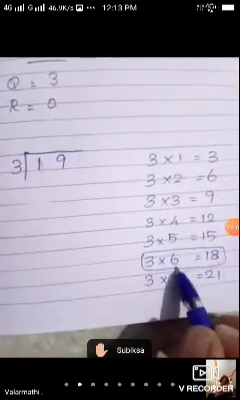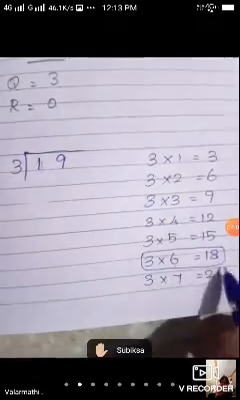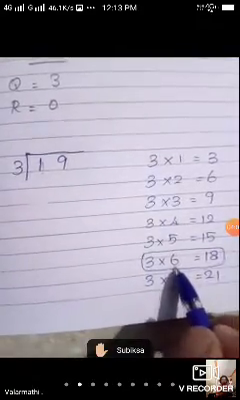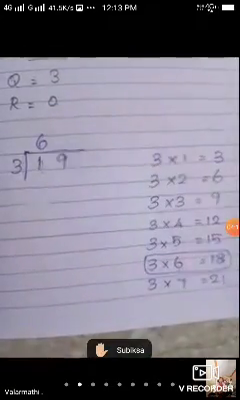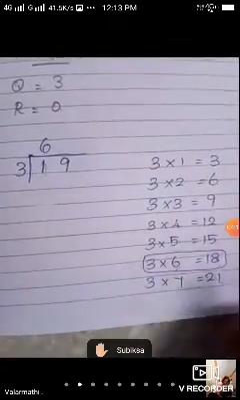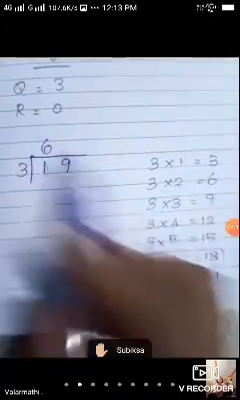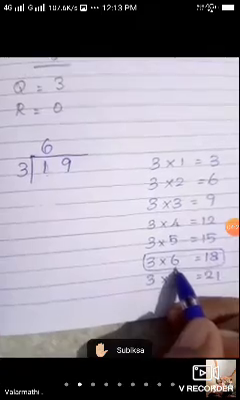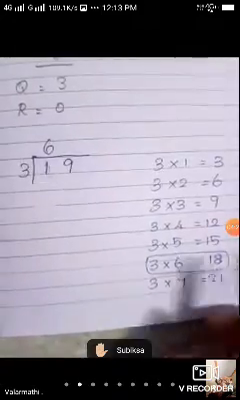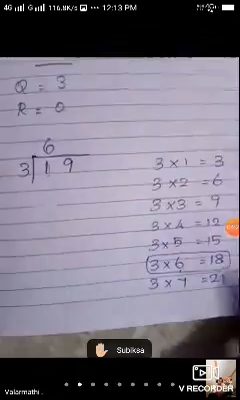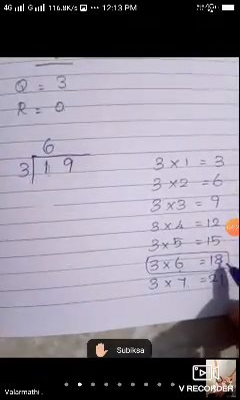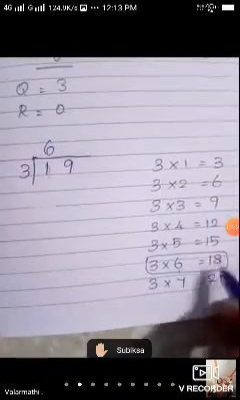Now how many times 3 is 18? 6 times, right? 6 times 3 is 18. So this 6 we have to write in quotient. Is it clear? How many times the number is giving the answer, that we have to write. So here 6 times 3 is giving 18. So we have to write the 6 here, because it is only less than the 19. So only we are taking this answer.